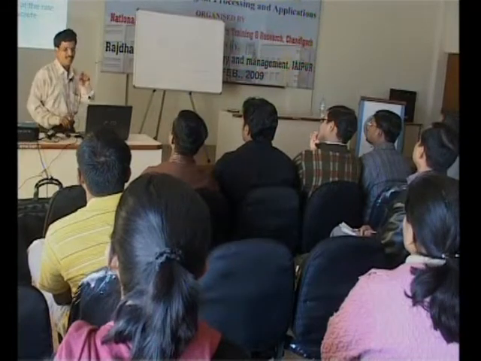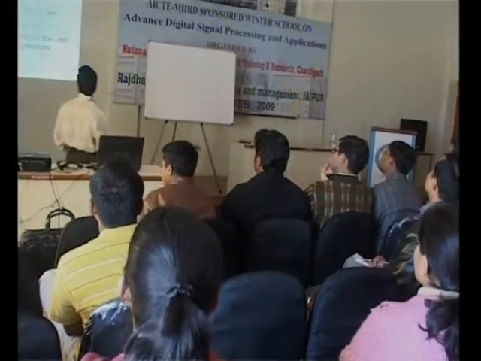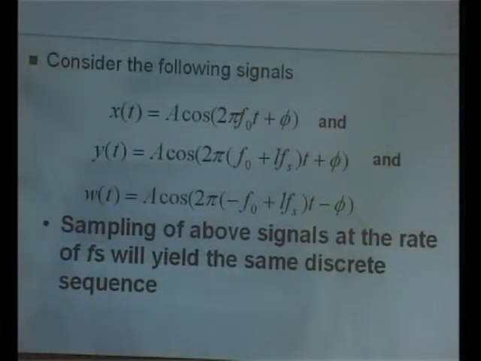I will just give a simple example. Now consider these three signals. x(t) is a signal. This is a very simple example. x(t) = A cos(2π f0 t + φ). Fine. Another signal y(t) = A cos(2π (f0 + L fs) t + φ), where fs is your sampling frequency and L is a discrete number. So when L equals 0, x(t) equals y(t). When L equals 1, it becomes f0 + fs plus φ. And the third signal is A cos(2π (−f0 + L fs) t − φ). So these are the three signals.